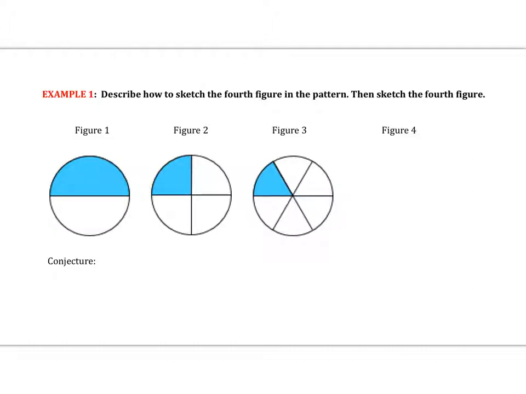All right, example 1: we can use inductive reasoning skills to describe how to sketch the fourth figure in the pattern. Then sketch the fourth figure. First, come up with a conjecture after observing, in other words, using inductive reasoning, the pattern that you see from figure 1 to figure 3. So go ahead and think through the pattern and then see if we can come up with a conjecture.